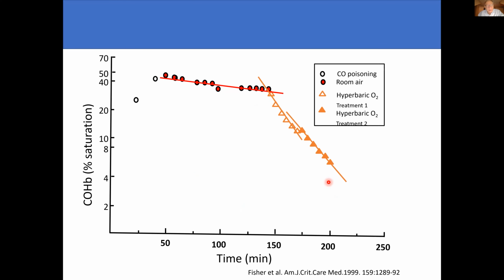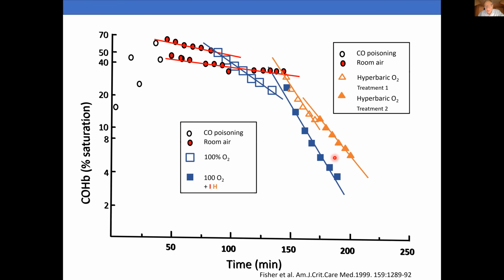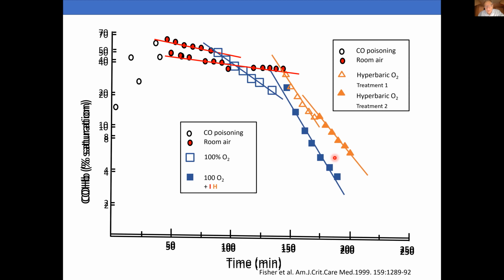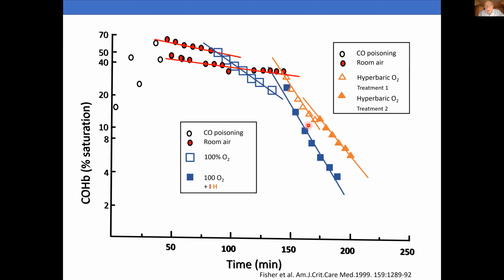So to get a perspective of this, we said, well, how does that compare with hyperbaric oxygen? So we did the same experiment again, carboxyhemoglobin concentration here. We poisoned the dog. This is room air. We take the dog to the hyperbaric chamber, and then we start the hyperbaric oxygen. And you can see the dramatic increase in elimination. So how do these compare? Well, they compare very well. If anything, the IH, the isocapnic hyperpnea, is even steeper.